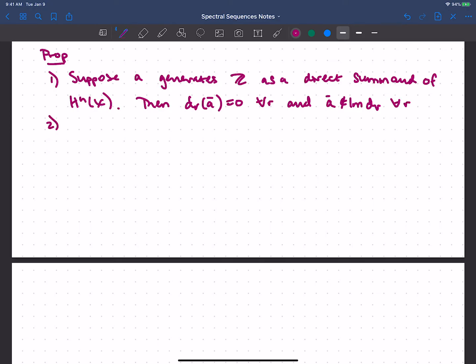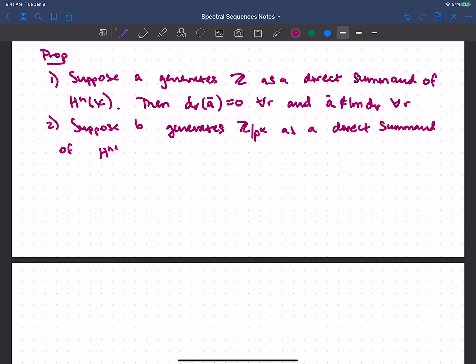Now, part 2 of this proposition is, suppose we take some class b, and instead this generates a copy of Z mod p to the k as a direct summand, and now, a little bit awkwardly, I'm going to make this a direct summand of H^(n+1) of X. Well, then the claim is that we see this in the spectral sequence by having some b bar.